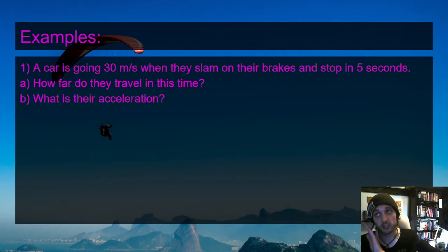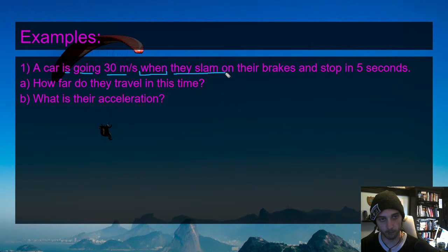So after all of that, let's do a couple example problems, which will admittedly take a minute. We have a car going 30 meters per second when they do a thing. Looking at this, it says it used to be 30 meters per second before a thing happened. The meters per second tells me it's a velocity, and the tense tells me this is my initial velocity. So my initial velocity is 30 meters per second.